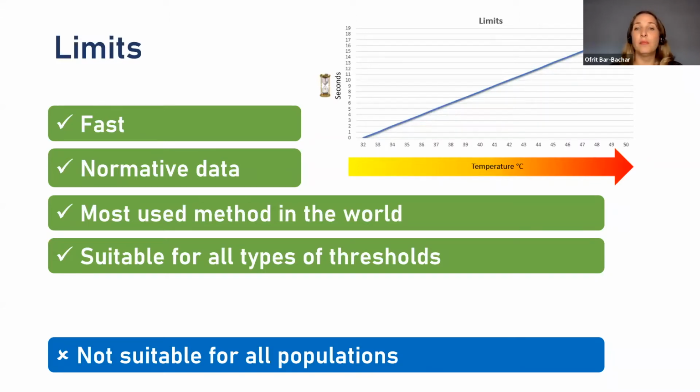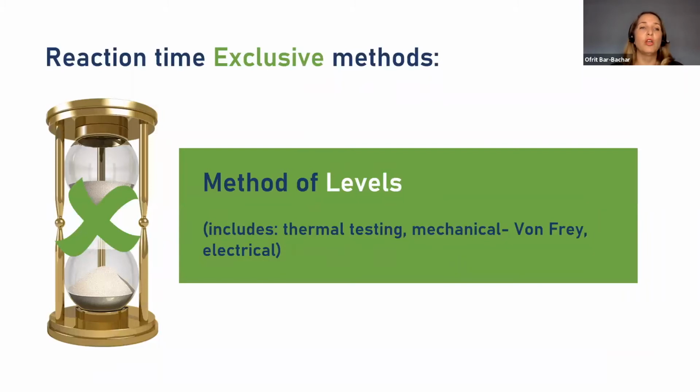On the other hand, because it's a reaction time inclusive test, it may not be very suitable for all types of populations. You can consider, for instance, that people that are elderly or have some kind of cognitive deficit may not respond in time, and you will not be able to compare those results to normal controls. In this case, you may want to use a reaction time exclusive method, for instance, the method of levels. The method of levels can be done in thermal testing. Of course, von Frey is a method of levels, and electrical testing.